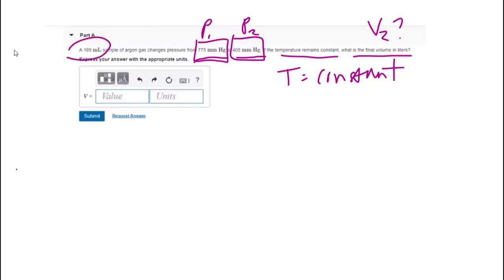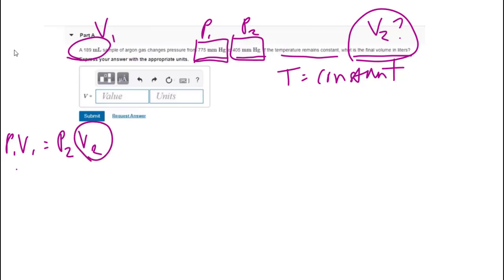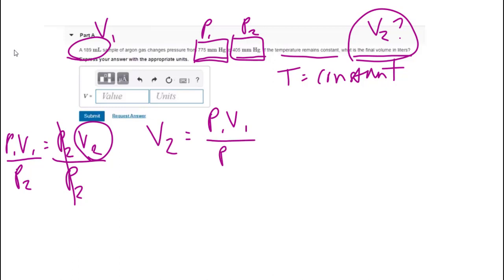Okay, well, I am given my initial volume. So then I need to go, okay, that equation that connects volume and pressure, so P1 V1 equals P2 V2. So it wants to know the final volume. I've got to figure out what V2 is. So I'm going to get V2 by itself and divide both sides by this P2. So we know that to get my second volume is P1 V1 divided by P2.